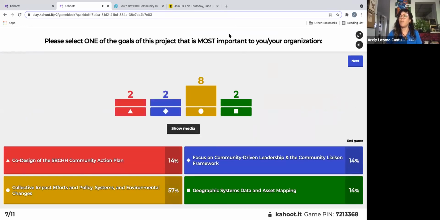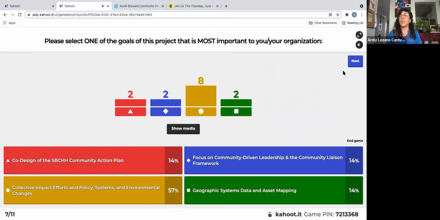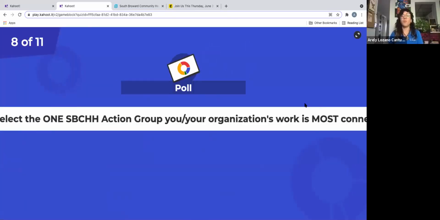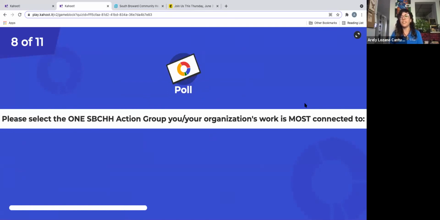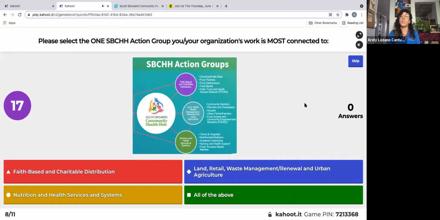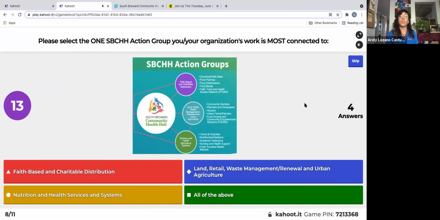Wonderful. So collective impact effort seems to be a really preferred one, and I agree. That's what gets us bigger and better outcomes. Okay, almost done. Please select one South Broward Community Health Hub action group that you feel most connected to. We have the faith-based and charitable distribution, land, retail, waste management, and urban agriculture, nutrition and health services, and all of the above.